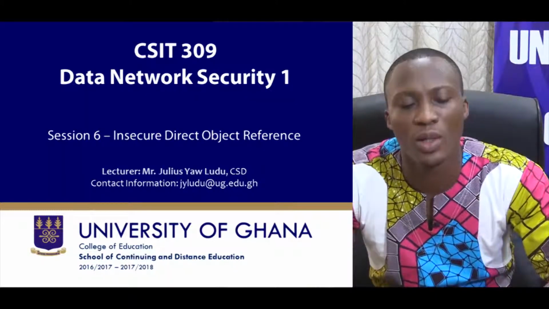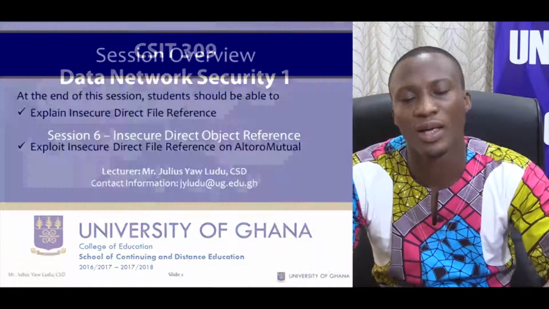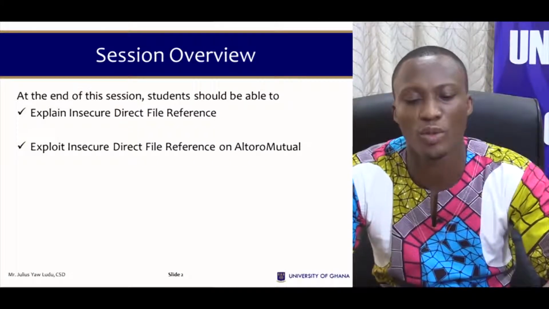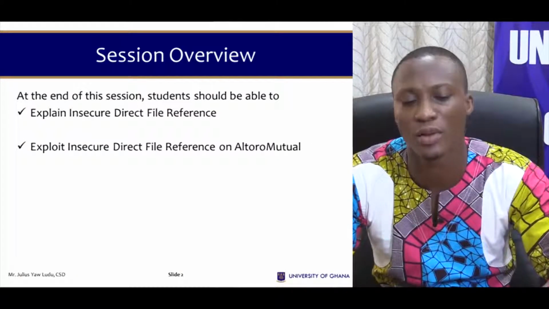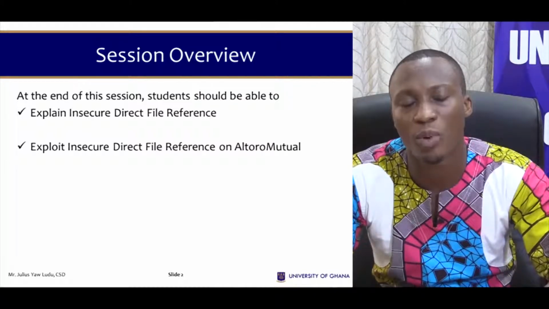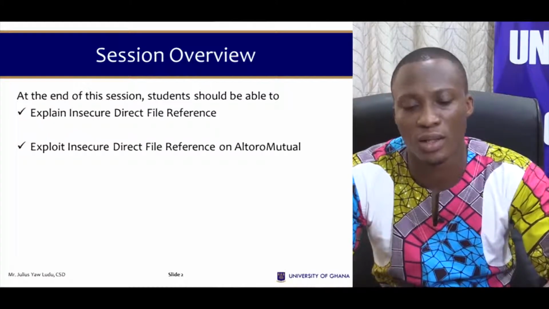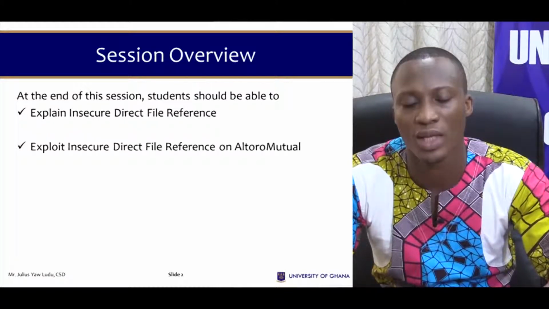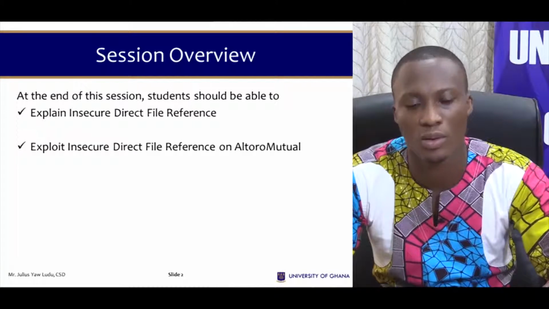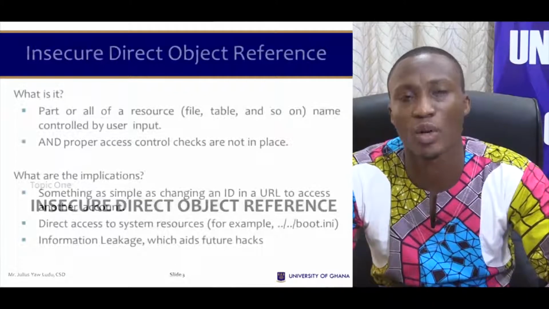In this session, we'll be dealing with insecure direct object referencing. At the end of this session, students should be able to explain insecure direct file reference. We should also be able to exploit insecure direct file reference on the demo site, which is altoromutual.com.